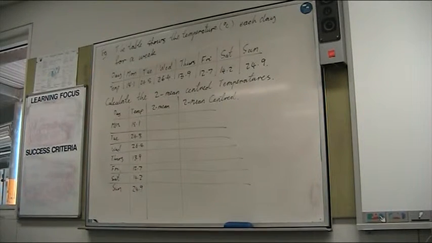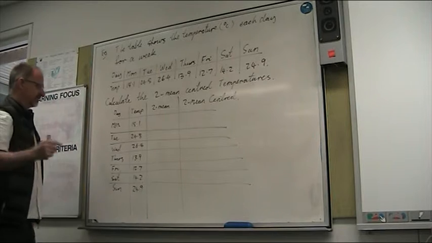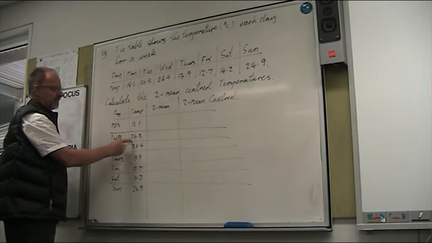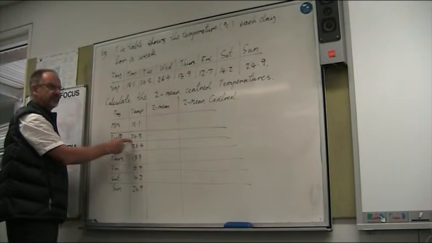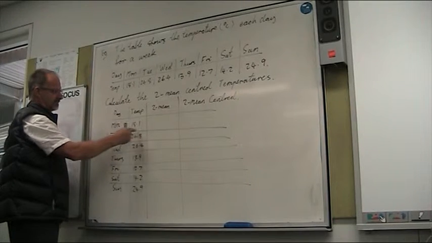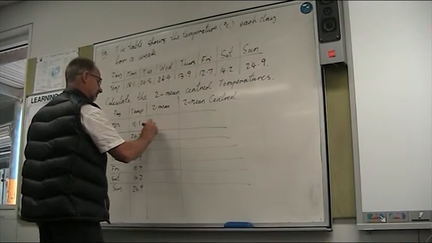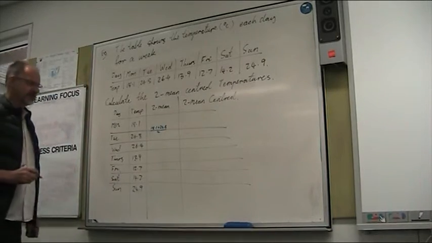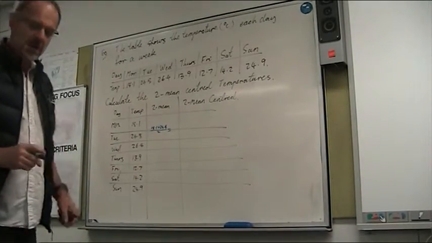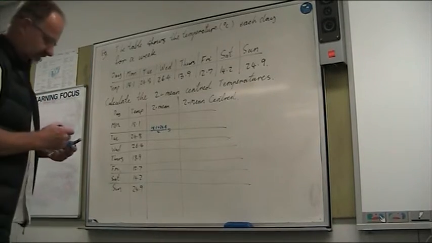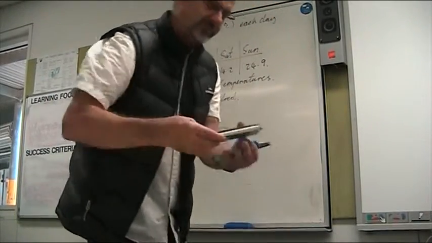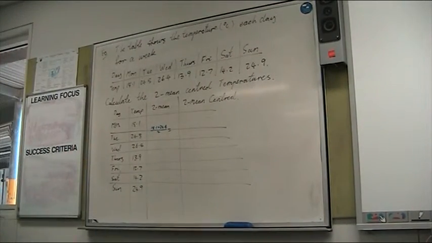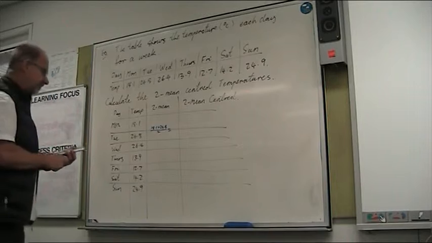Right, so then we have that. So the 2 mean means we take two data values. If we start here, we take these two, 18.1 and 24.8, add them together and average them. The average is in the middle, so it puts them, as I said before, right in the middle of Monday and Tuesday. So 18.1 plus 24.8 divided by 2 is 21.45.